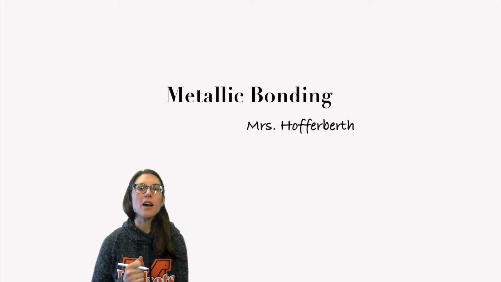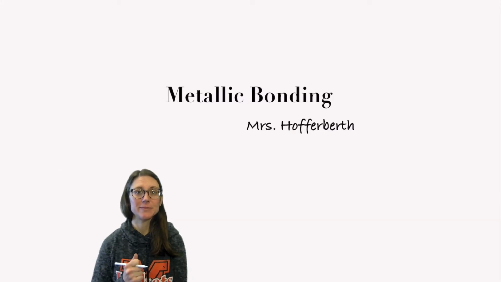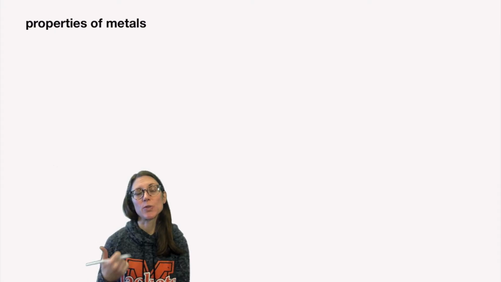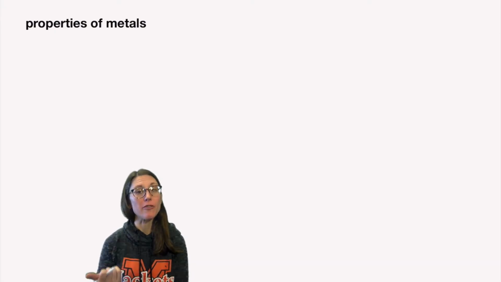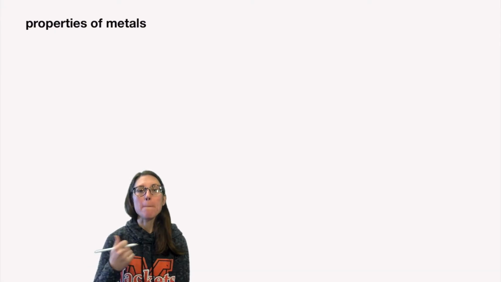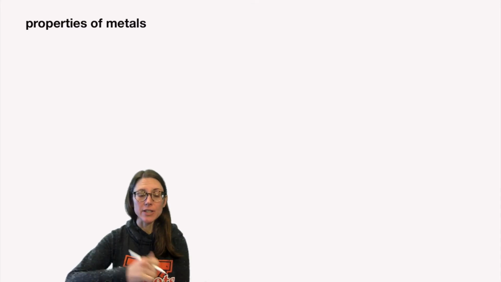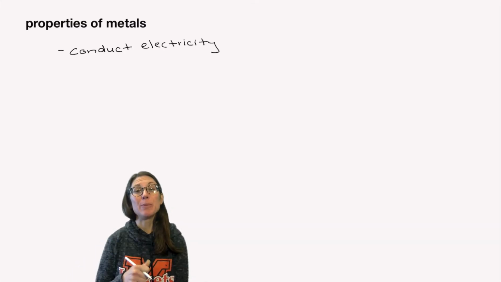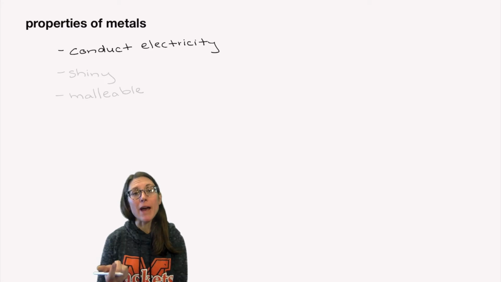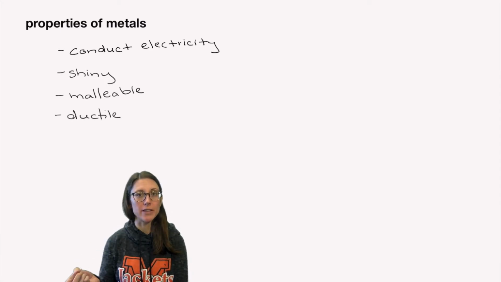Hey there, let's talk about metallic bonding. We're going to start just with a quick reminder of what the properties of metals are. So metals will conduct electricity as a solid. They're typically shiny and they're malleable, so you can bend them. And we say that they're ductile, they can be drawn into wires.